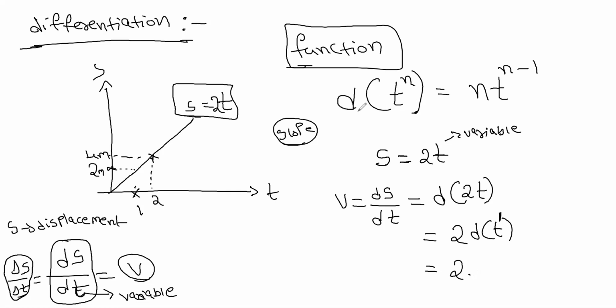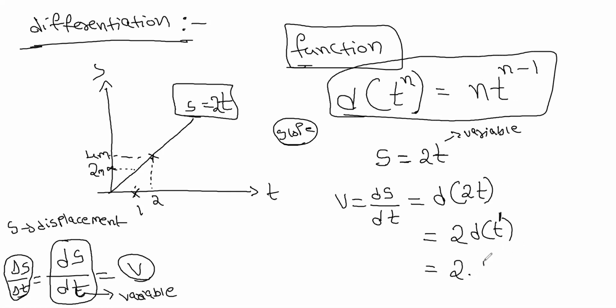for differentiation of t to the power n? n into t to the power n minus 1, correct? So 1 into, because n is 1 over here, right? So n into t to the power n minus 1, that is 1 minus 1. This becomes t to the power 0. This total becomes 1 because t to the power 0 is 1. So we got 2 into 1. The answer is 2. Anything to the power 0 is 1.